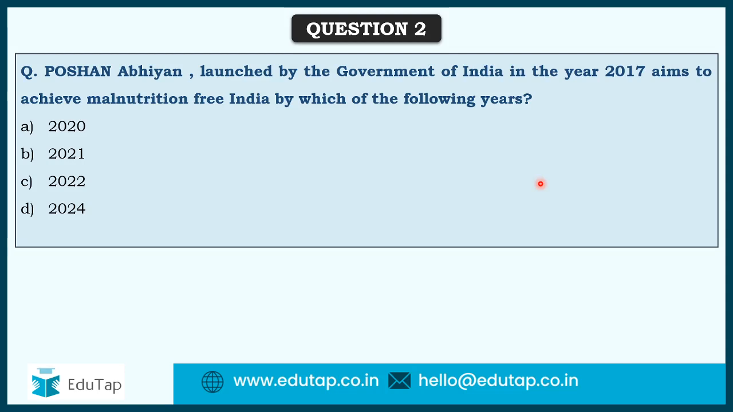This scheme was launched in 2017 as it is given in the question. This is also important. The launch year of a scheme is important. So 2017 it was launched, so it's very difficult to attain in 3 years, right? 2020 or 2021. So the correct answer here is 2022. So in a 5-year span, Poshan Abhiyan is expected to make India malnutrition free.